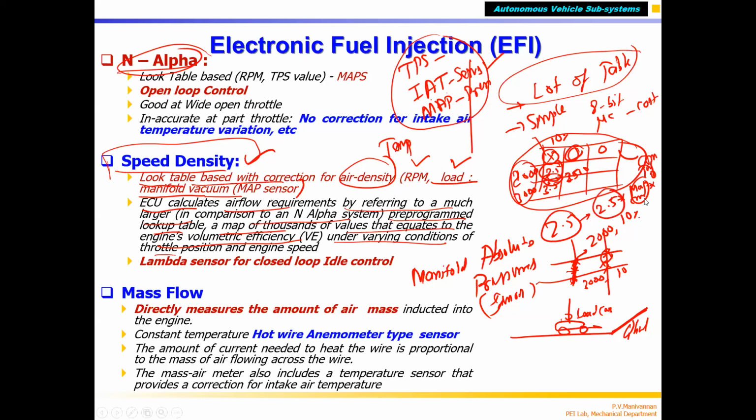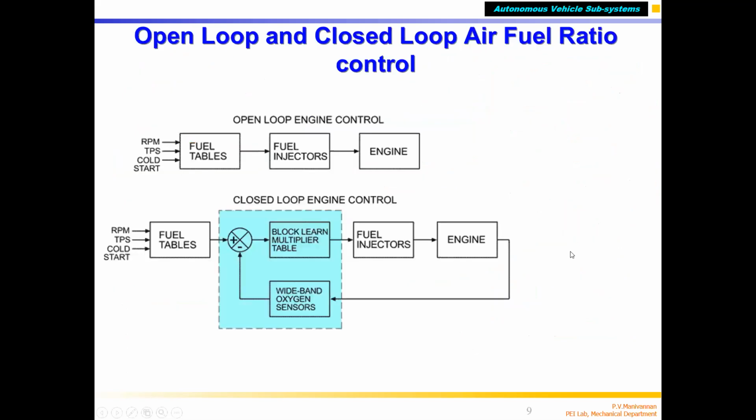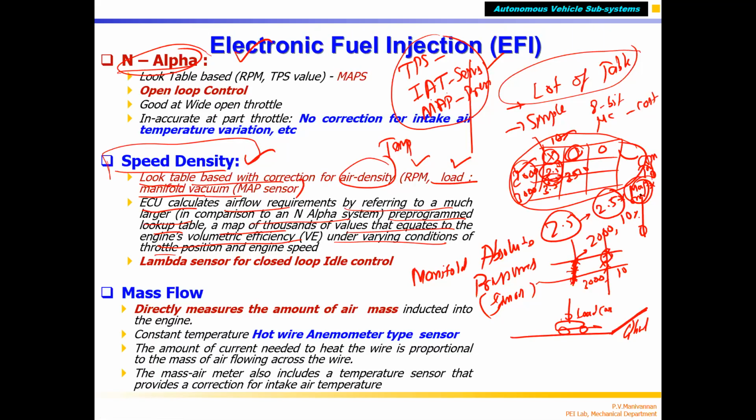So 2.5 is the base. This is called the base table, which is created by the N-alpha method. Then you multiply it with the MAP sensor, correct? Measure the manifold absolute pressure sensor. In the laboratory, you would have already found this correction value, correct? The multiplication factor, by conducting experiments under different load conditions. Similarly, for different temperature conditions, you find a correction table. So the base value for the same load, at 2000 RPM, 10% throttle, is 2.5 milliseconds, but you multiply it with corrections.